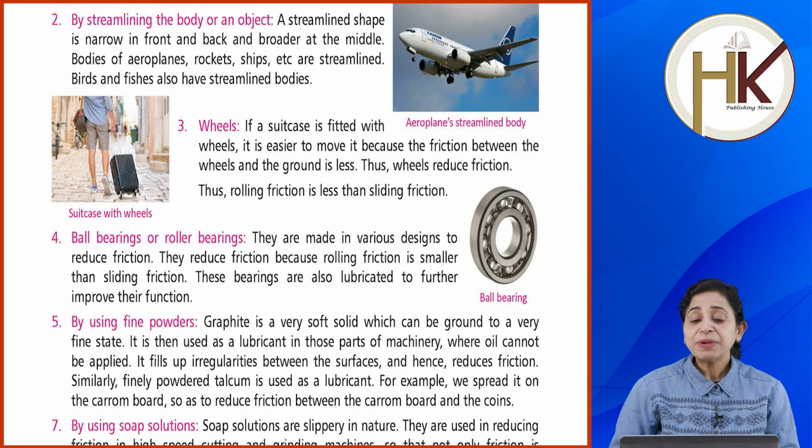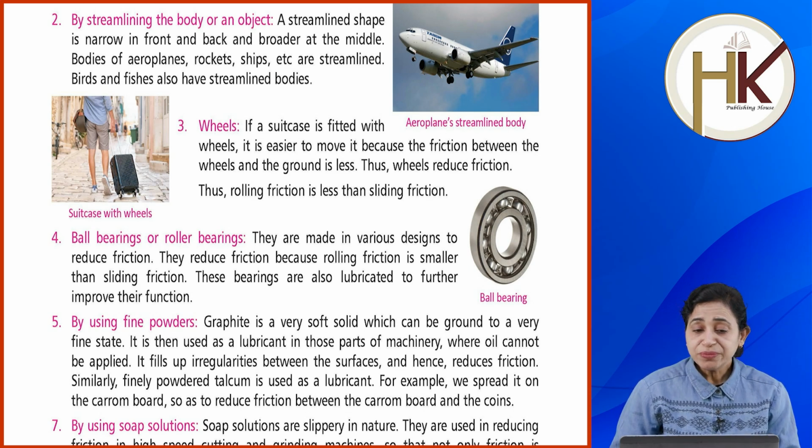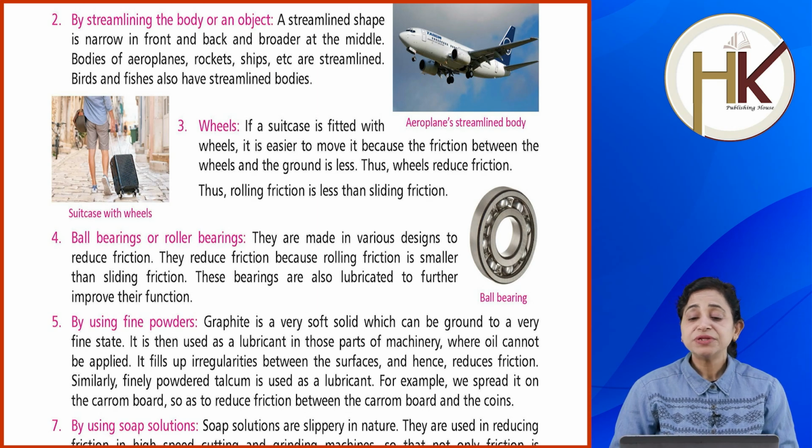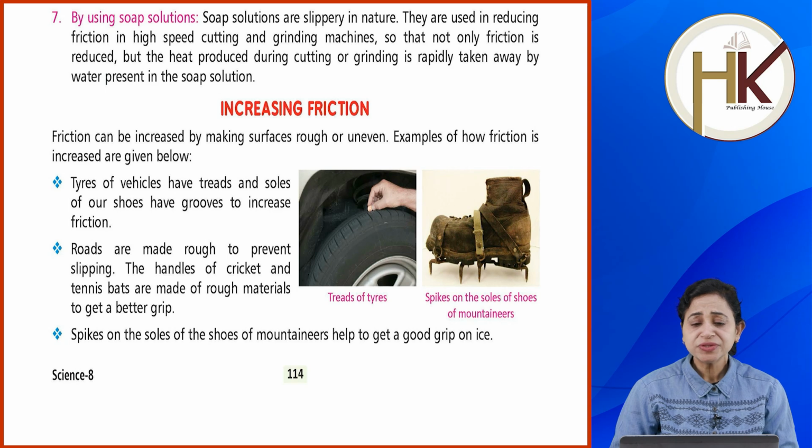Similarly, finely powdered talcum is used as a lubricant. For example, we sprinkle it on the carom board so as to reduce friction between the carom board and the coins. By using soap solutions, which are slippery in nature, they are used in reducing friction in high speed cutting and grinding machines, so that not only is friction reduced, but the heat produced during cutting or grinding is rapidly taken away by the water present in the soap solution.